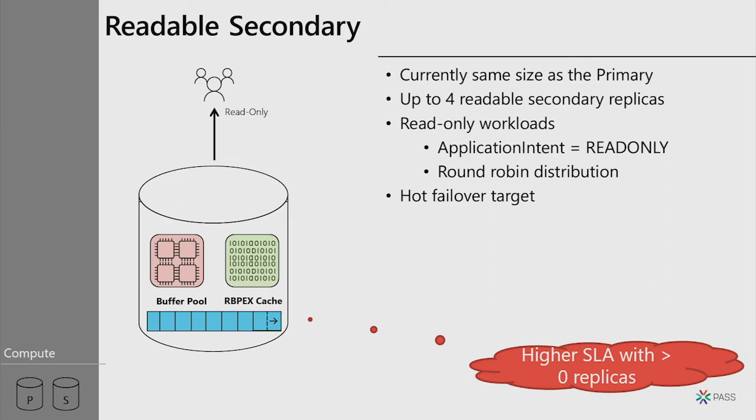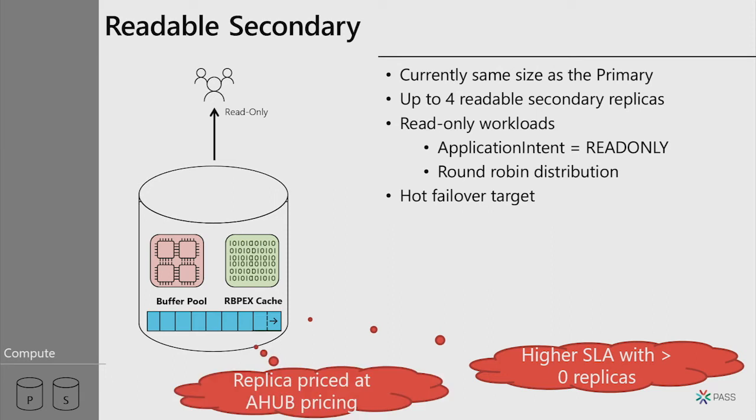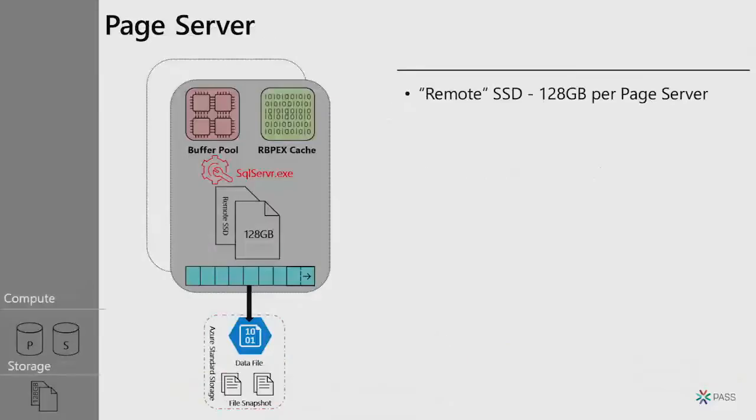We just spin up new compute and have leases on the page servers, and off we go with life. But if we already have a replica which has those leases to the page server, it's a little bit quicker transition from that perspective. The other thing is replicas are priced at Azure hybrid pricing, so they're cheaper than the primary, unless you have A-Hub for the whole thing. But replicas are priced differently if you're paying full price for the primary.